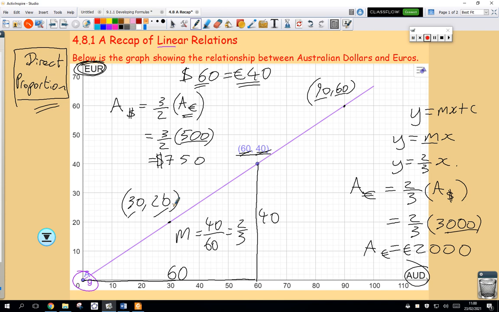Okay, so graphs crop up in the real world in word problems all the time. You've got to be able to deal with them.